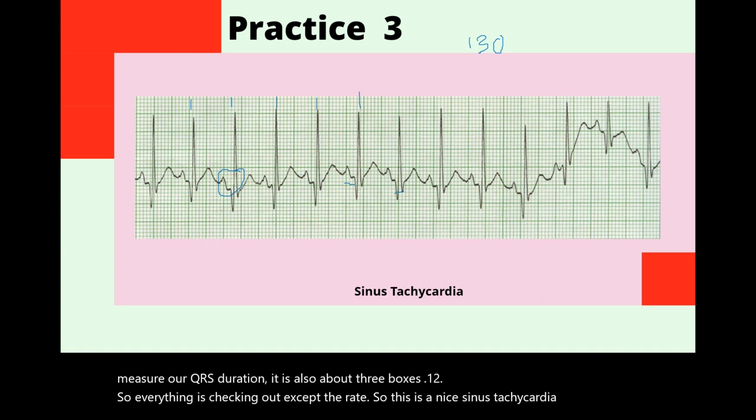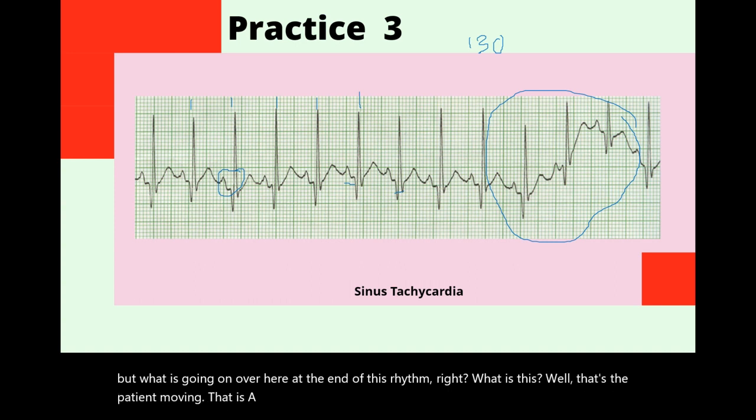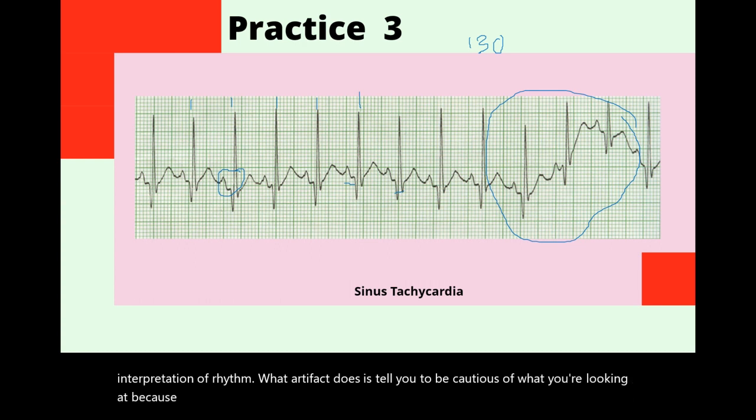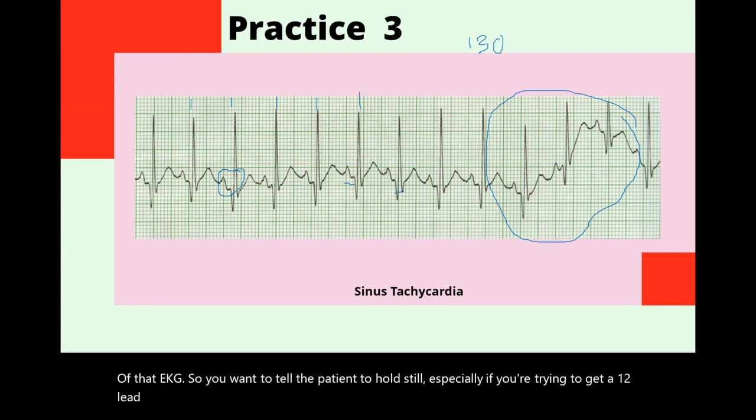Now you say, but what is going on over here at the end of this rhythm? Well, that's the patient moving. That is a type of artifact. Artifact is never going to change your interpretation of a rhythm. What artifact does is tell you to be cautious of what you're looking at, because as your patient moves, it can mess up what you are interpreting. Obviously this completely moved the baseline of that EKG. So you want to tell the patient to hold still, especially if you're trying to get a 12-lead EKG at this point in time. You need a nice straight baseline without the patient moving in order to make an accurate interpretation.